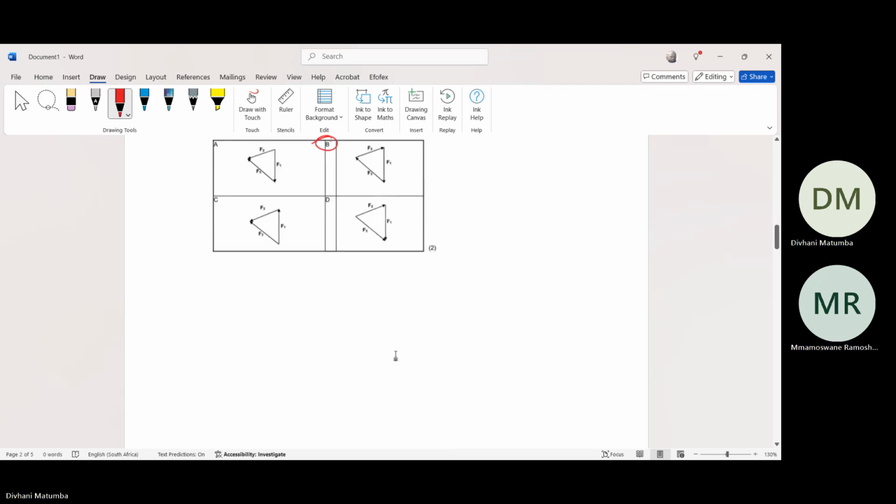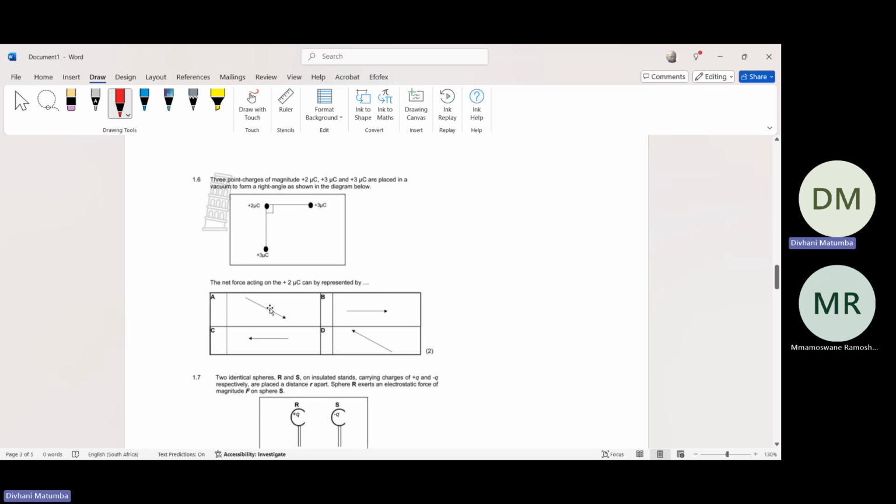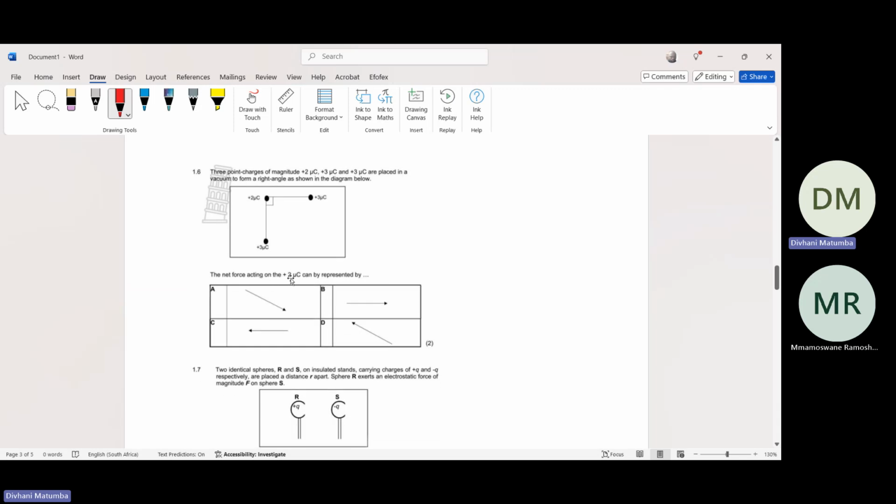Let's see. Three point charges of magnitude plus 2 microcoulombs, plus 3 microcoulombs and plus 3 microcoulombs are placed in vacuum to form a right angle as shown below. Now the net force acting on the 2 microcoulomb charge can be represented by, this is very easy. A. You said A.